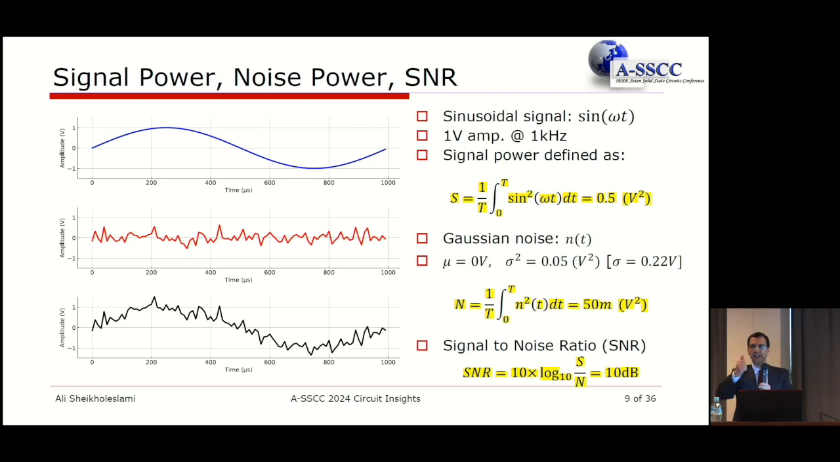So S divided by N becomes 10. Once you take the log of that and multiply by 10, you will get 10 dB. So this is an example of SNR of 10 dB. And you can already tell that SNR of 10 dB is not really good for our application. If you listen to this, you will be bothered that this is so bad quality audio.